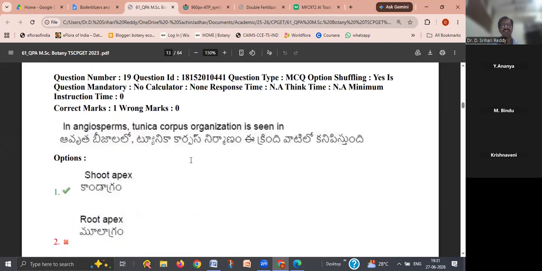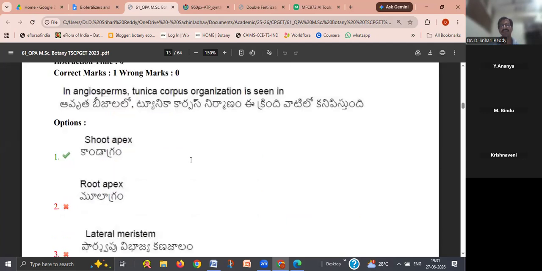And next, in angiosperms, tunica corpus organization is seen in. So there are some theories proposed to explain the shoot apex structure and root apex structure: apical cell theory, histogen theory, and the korper-kappe theory. The histogen theory and korper-kappe theory are related to root apex, and the apical cell theory, tunica corpus theory, Newman's theory, and the French concept are all related to shoot apex. So we already discussed that the tunica corpus organization is related to shoot apex. So that is the right answer.